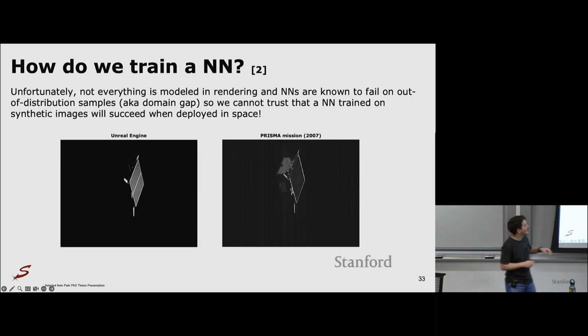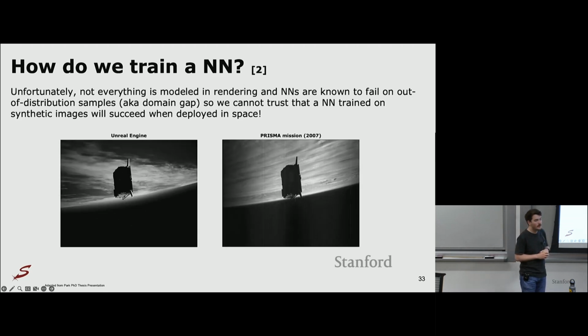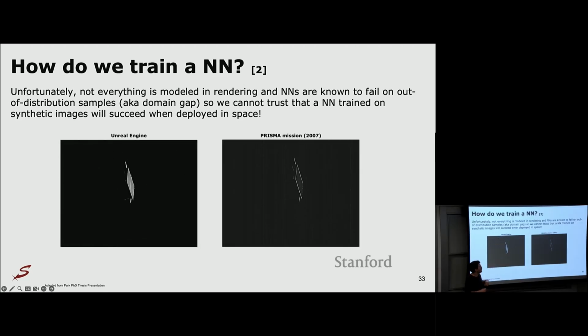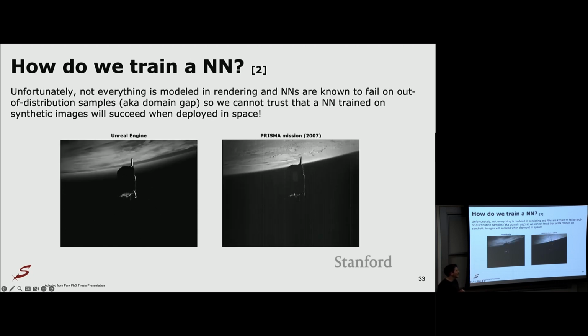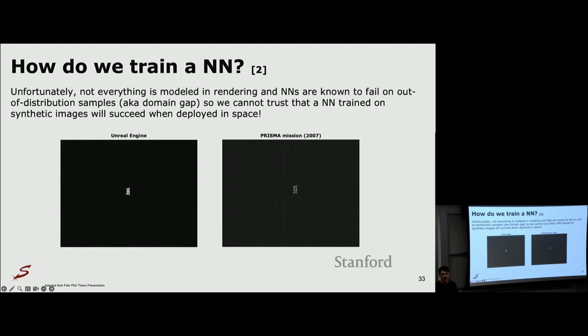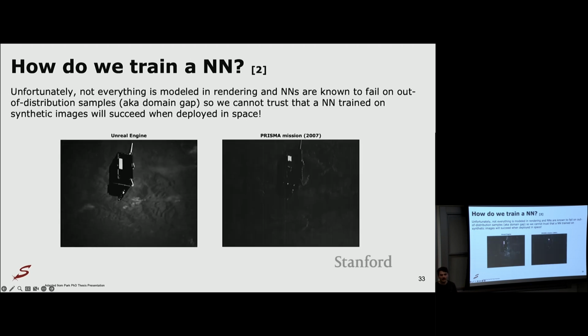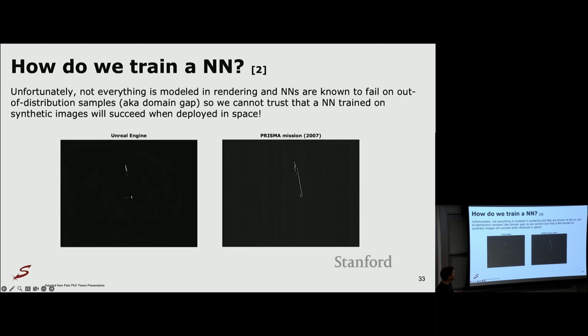So here you're seeing images rendered in the Unreal Engine versus the real Prisma images. A couple of things you can immediately tell are different is the lighting, right? And if you pay really close attention to Tango, which is the spacecraft over here, the textures also look different. It's difficult to model these things in synthetic rendering. Certainly, given enough time, it will be feasible, but it's not currently done. And so we have to deal with this domain gap.